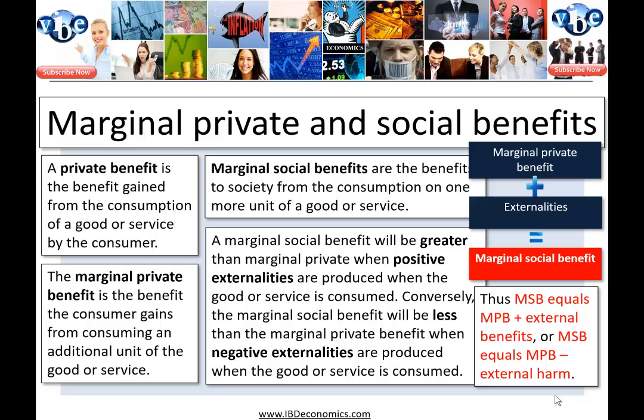So marginal private benefit plus any externalities equals the marginal social benefit. And therefore, we can state MSB equals MPB plus the external benefits, or MSB equals MPB minus any external harm that is produced.